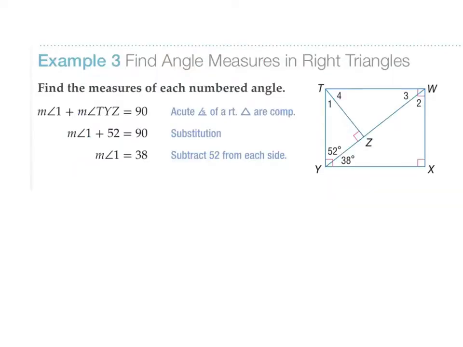Okay, so example 3, look for information. Well, you know this guy here, which is TZY, is 90 degrees. That's this guy here. And you know that angle 1 plus 52 degrees must equal 90, because obviously you've got 180 degrees, subtract your 90 degrees. So angle 1 and 52 must equal 90 degrees. Solving, angle 1 in this case is 38. Keep it simple, do the math.